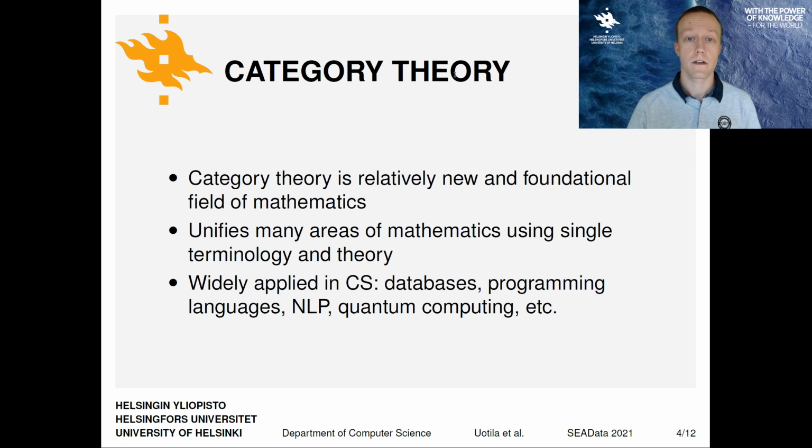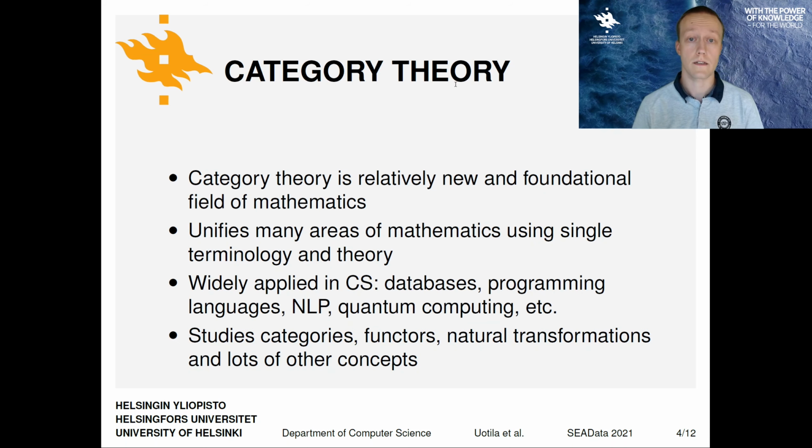Then people noticed that category theory can be applied widely outside pure mathematics. Possibly the biggest application field is computer science. Some examples are databases, programming languages, especially functional programming languages, natural language processing, and quantum computing. And some concepts that category theory uses are categories, functors, and natural transformations. An interested reader or viewer can read more about this from any standard category theory textbook.